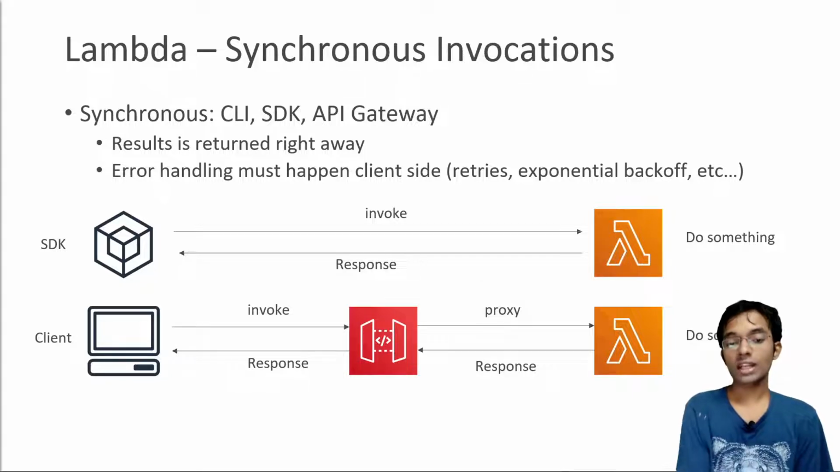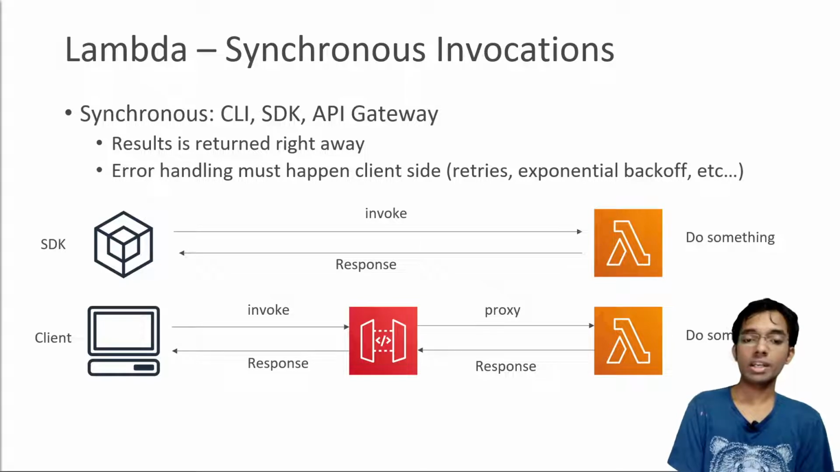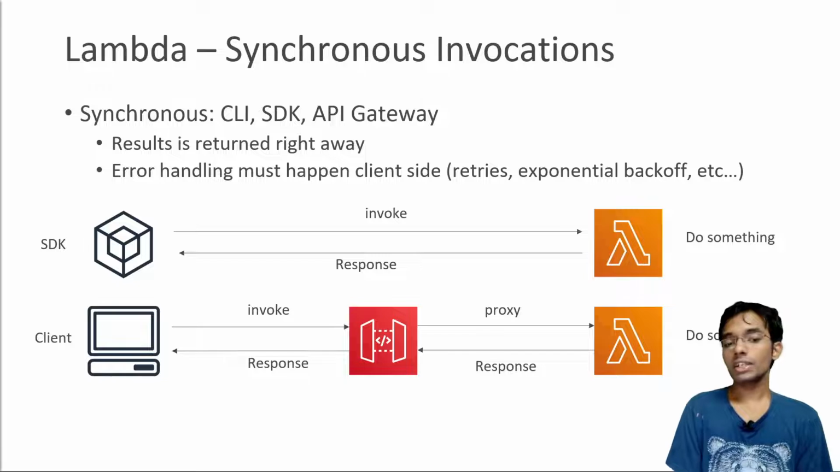In the second example, your SDK has a Lambda function you are going to invoke. The Lambda function will do something, and then you will wait for the response. If the response is not what you expect and you want to re-invoke the function, this is up to you. Similarly, if you go through an API Gateway and the clients invoke the REST API, the API Gateway will proxy the request to the Lambda function.